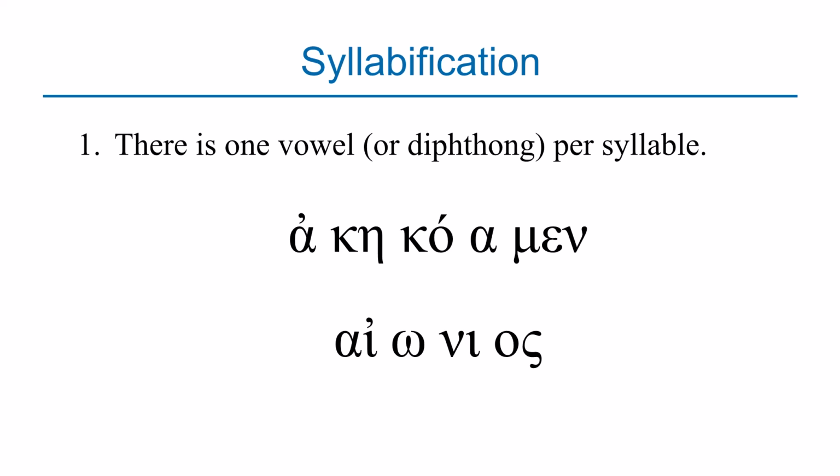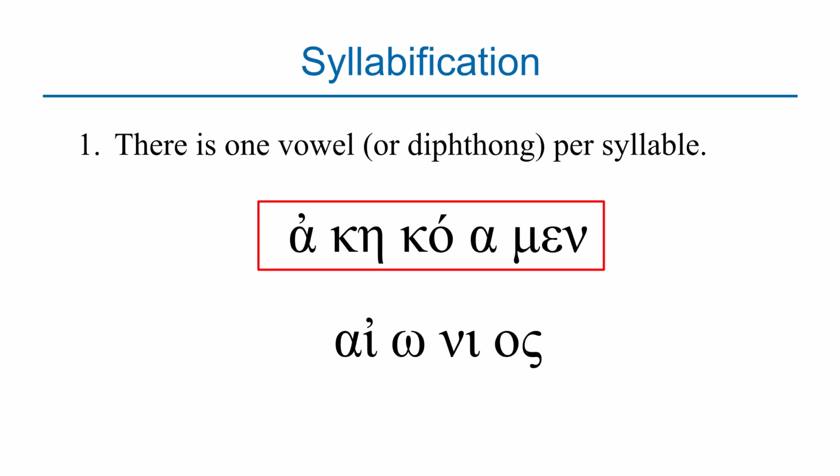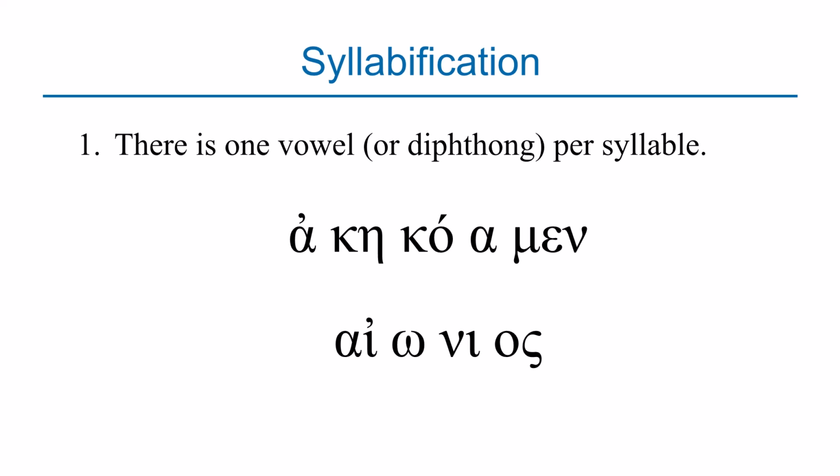Rule number one, there must be only one vowel or diphthong per syllable. Now, what we mean by syllable are these parts that you have divided, these pieces that are formed after dividing the word. All these are called syllables, the pieces that you have formed after syllabifying. And rule number one says, there is only one vowel or diphthong per syllable.